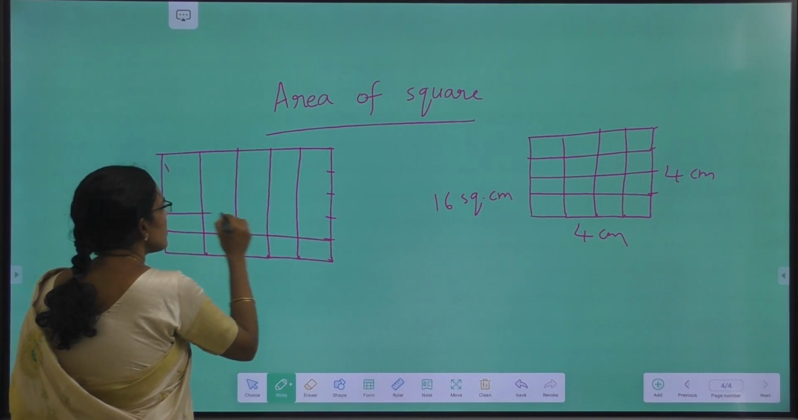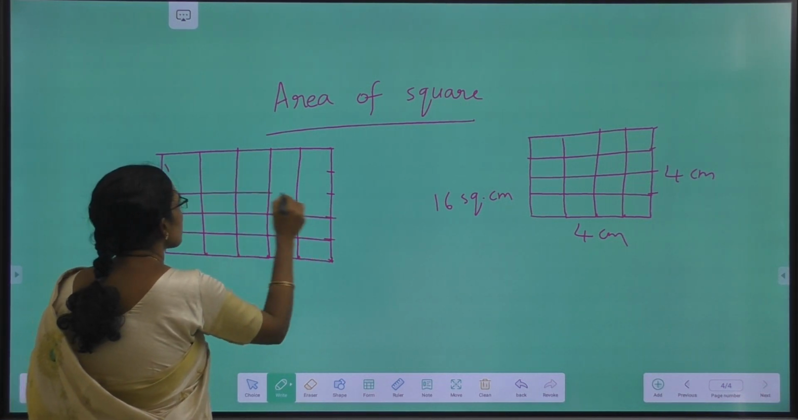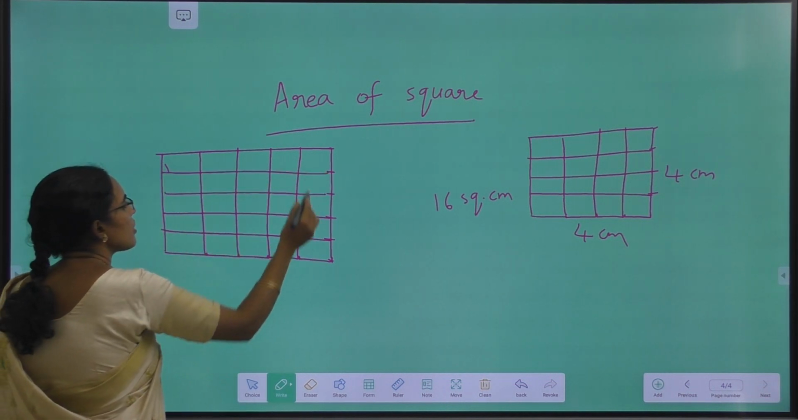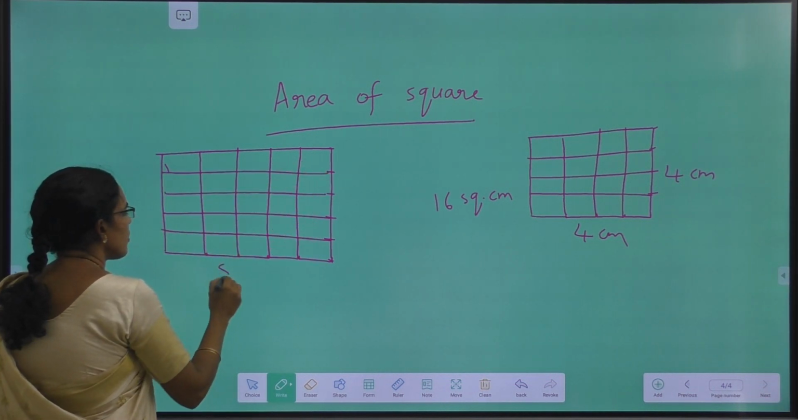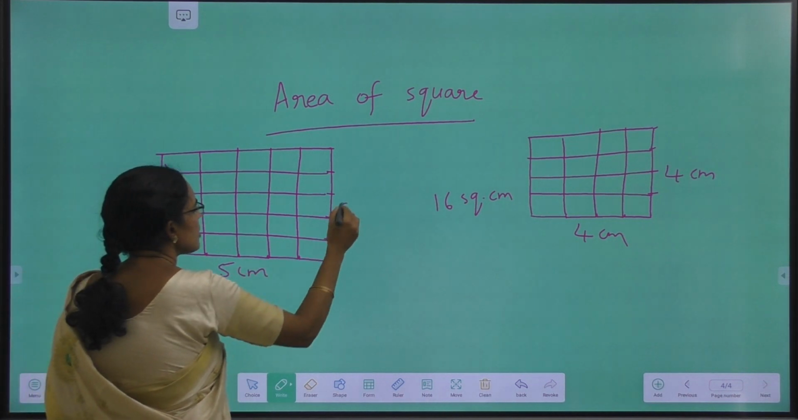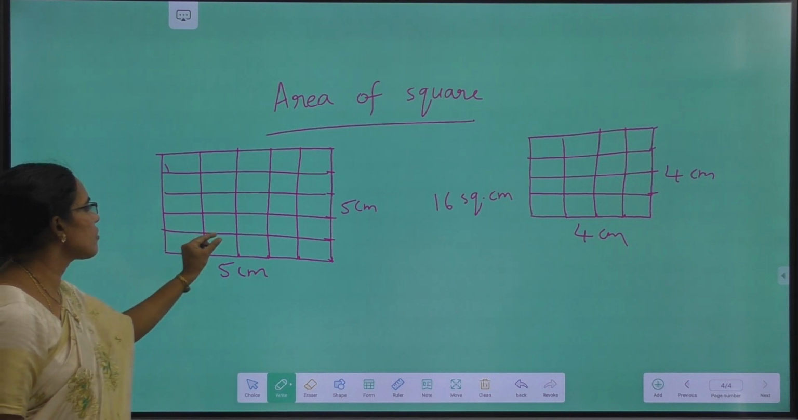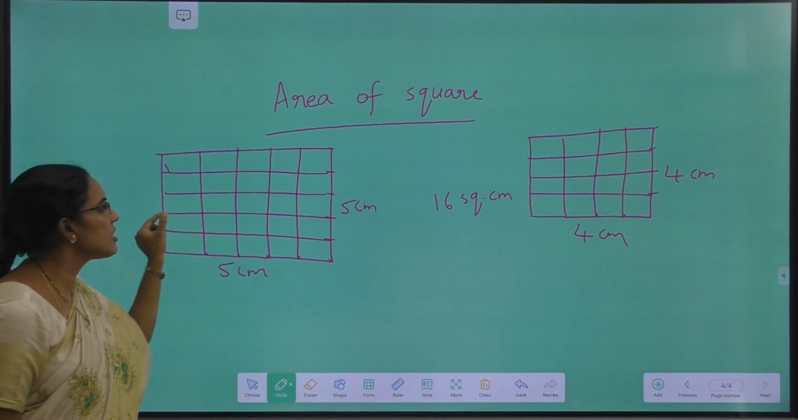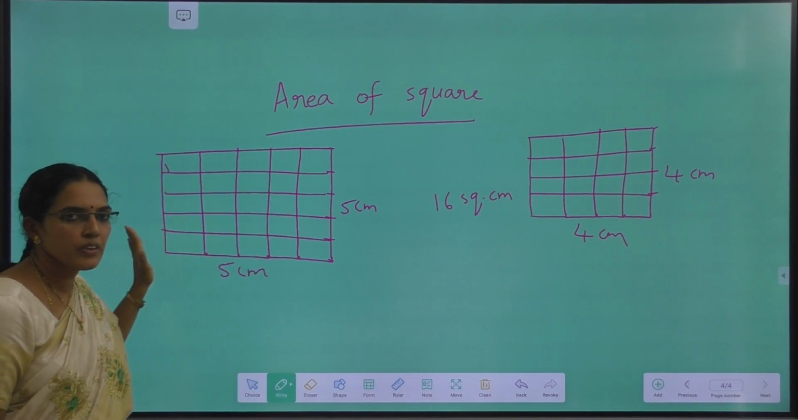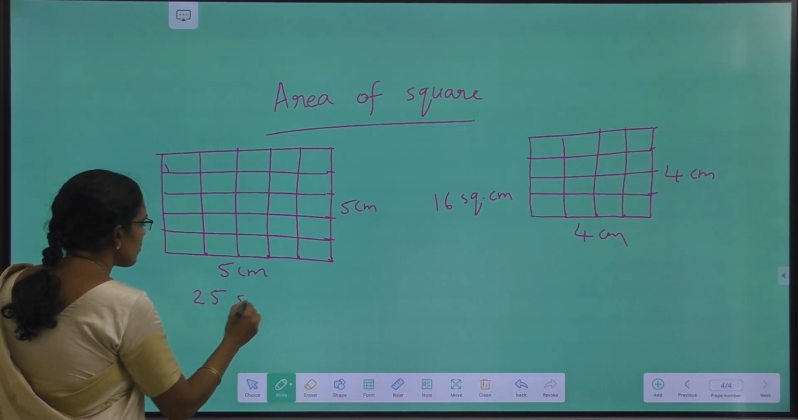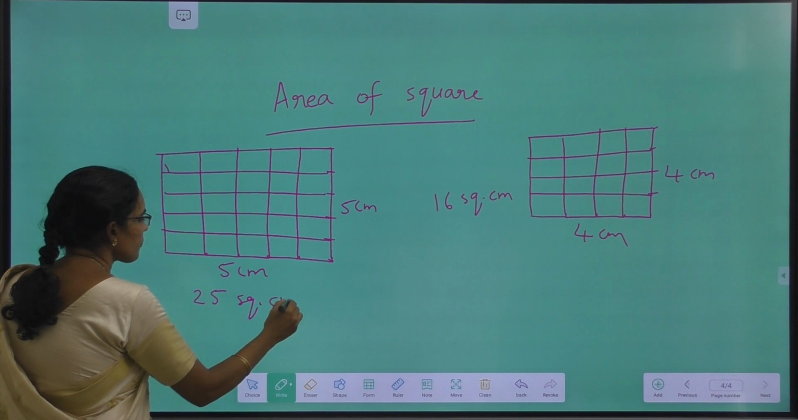Okay. How many squares is this square occupying? 25 squares. 1, 2, 3, 4, 5. 5 centimeters square, 5 centimeters side if I am taking. Then 1 centimeter squares, how many are there inside it? Inside there are 25. Therefore, we say that the area of this square is 25 square centimeters.